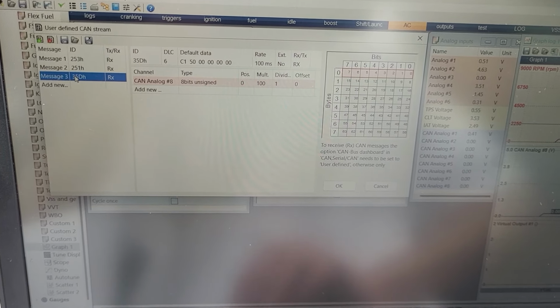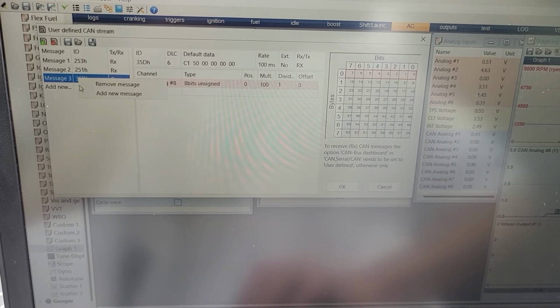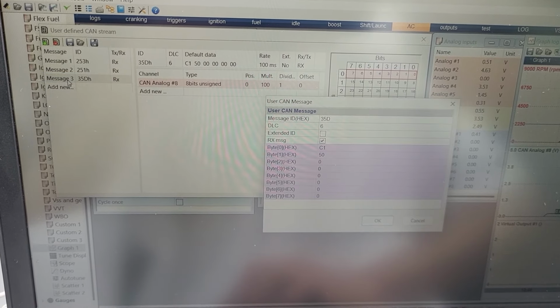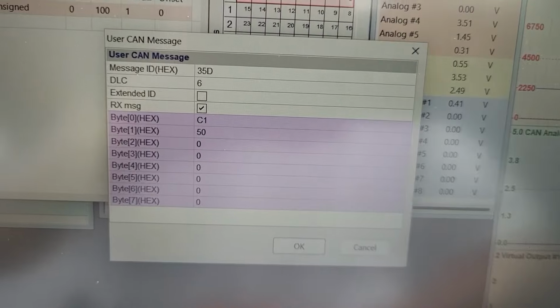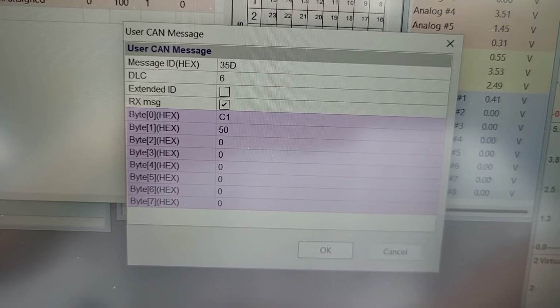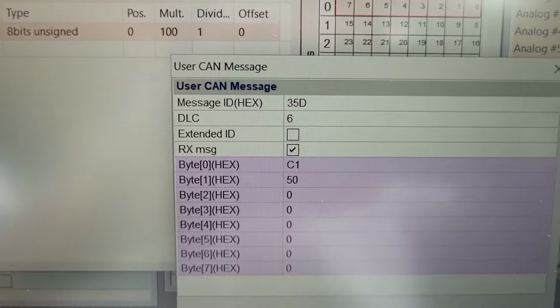So if I double click that one, here's what it looks like. What is the message ID? Well, I'll just turn the fan off, sorry.